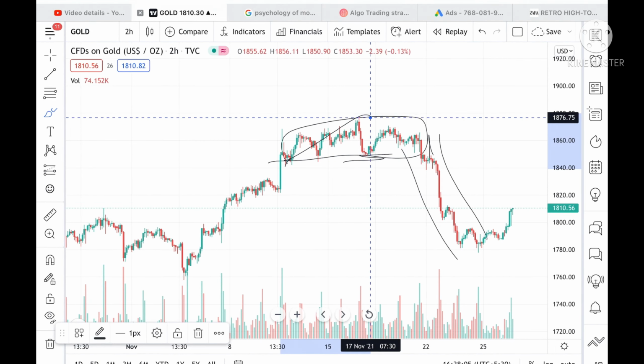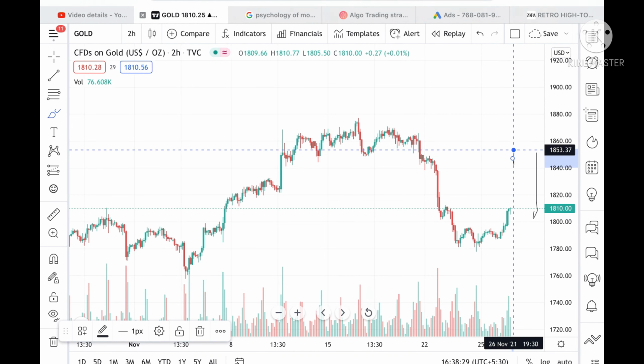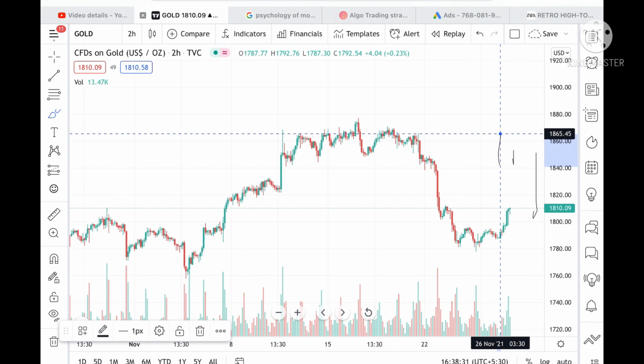Okay, so suppose if the price sustains this level, then it can go to a level of 1831, and from there it can go to the level of 1842. From there it can touch a level of 1853, and if the price sustains above this level, then it can touch a level of 1845. Okay, from there, and if it goes above this level, then chances are high it can go and touch a level of 1858.